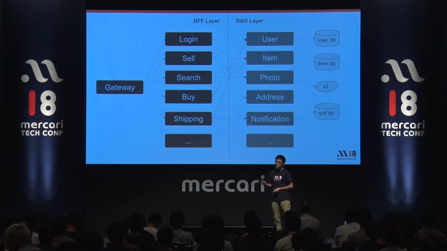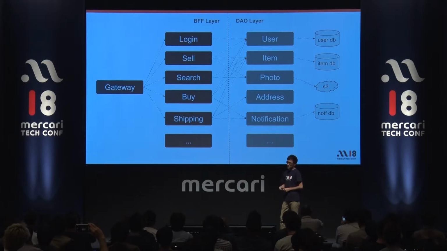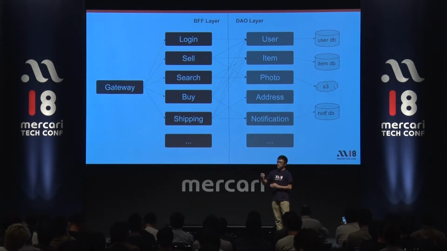The next layer is the DO layer. This is where we actually define our data models and handle data storage. Each DO service is responsible for its own data storage, which in other words means that by splitting the service, we are actually also splitting the databases, because each database goes with its own service.